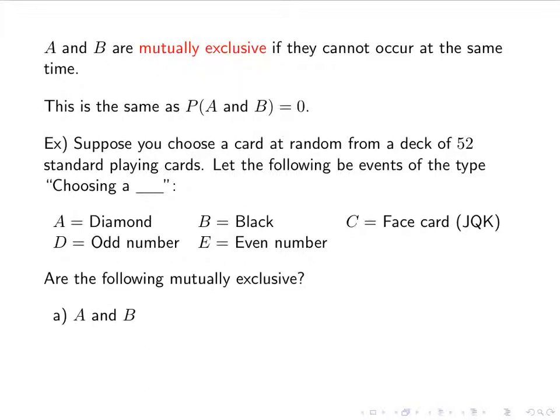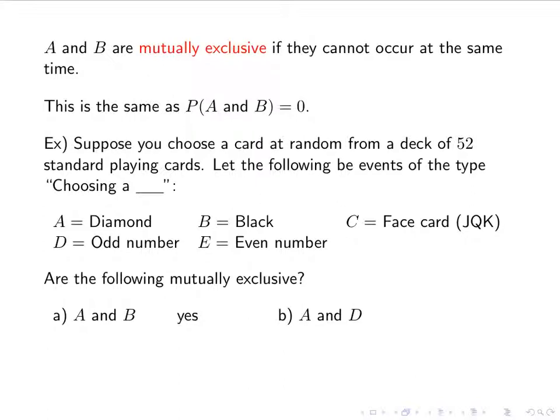So are the following events mutually exclusive? A and B. Can they occur at the same time? If they can occur at the same time, they are not mutually exclusive. So can I have a card that is both a diamond and a black card? No, because diamonds are red. Since they cannot occur at the same time, they are mutually exclusive. So the answer is yes.